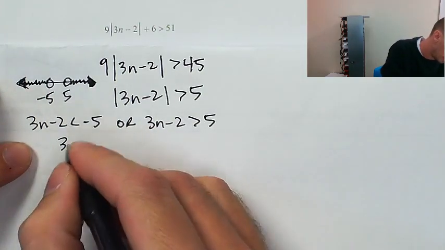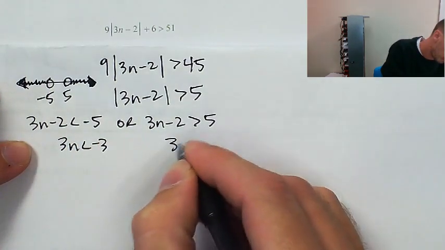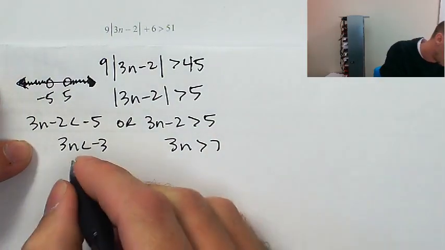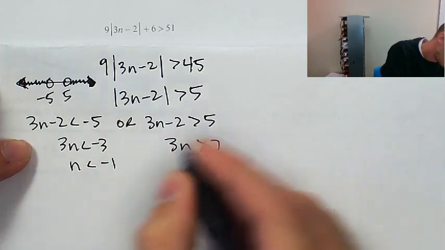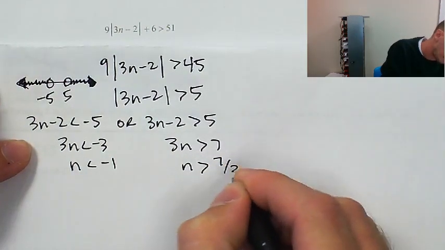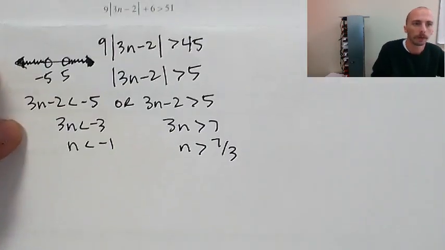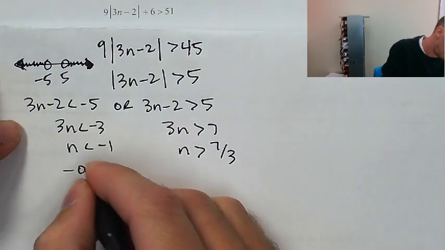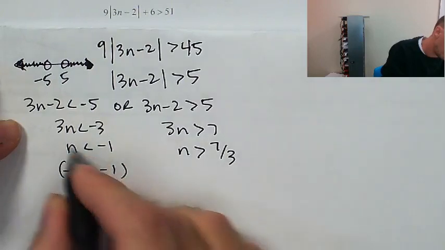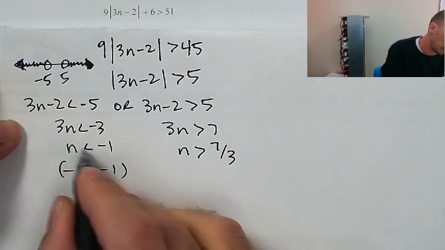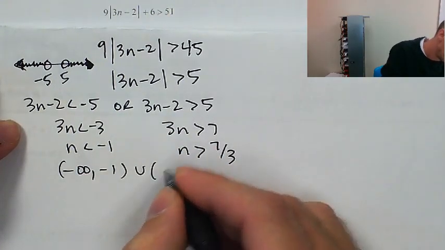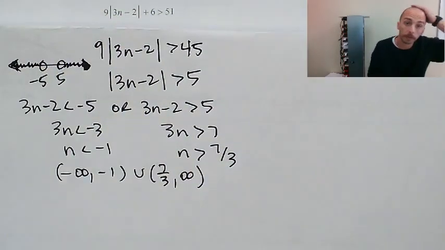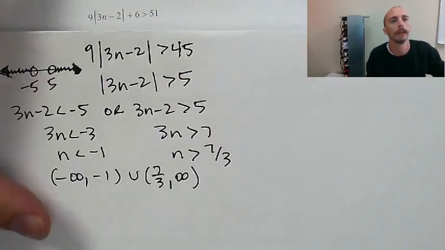Then I could add 2 to both sides of both inequalities and then divide by 3 on both of them. And there I've got myself an answer. Okay, I'm going to write these as an interval as well, so negative infinity up to negative 1, not including, because of the strict inequality, union 7/3 up to infinity. Always parentheses around the infinities, never square brackets.